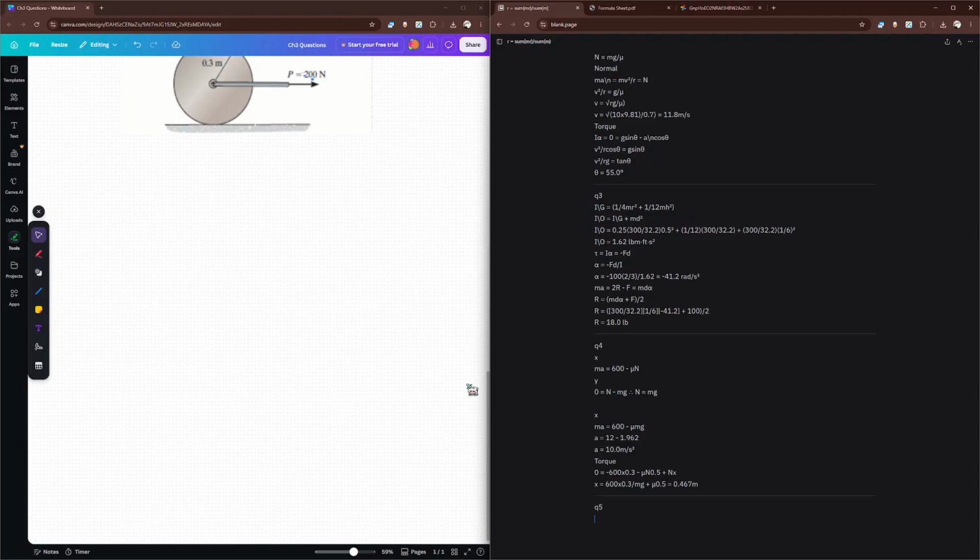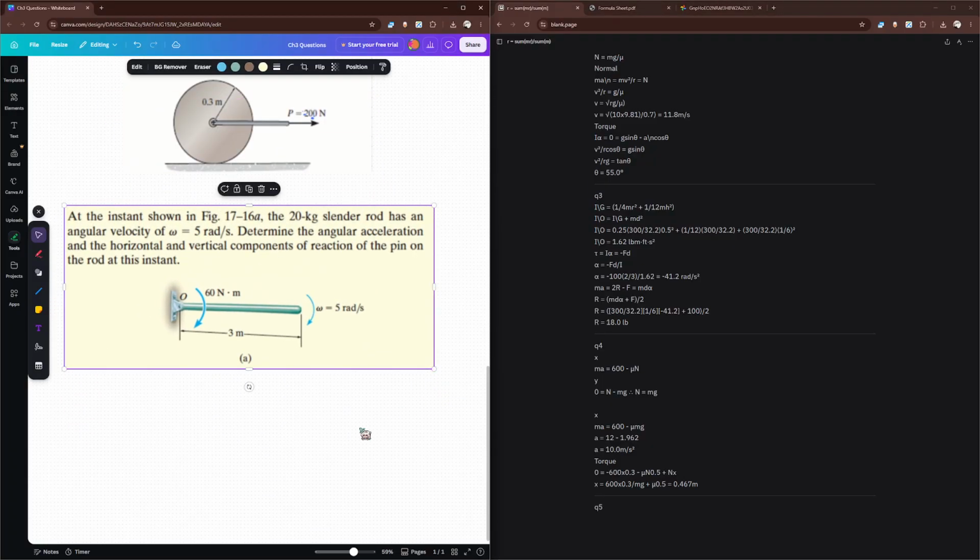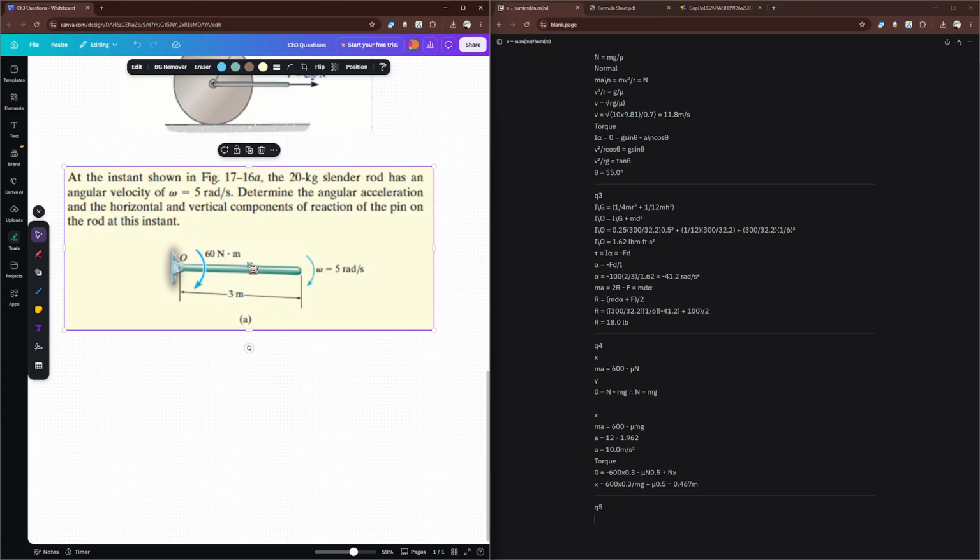Anyways, onto Q5, right? This one. At the instant shown, this 20 kilogram cylinder rod has an angular velocity of omega equals 5 radians per second. Determine the angular acceleration and the horizontal and vertical components of reaction of the pin on the rod at this instant.